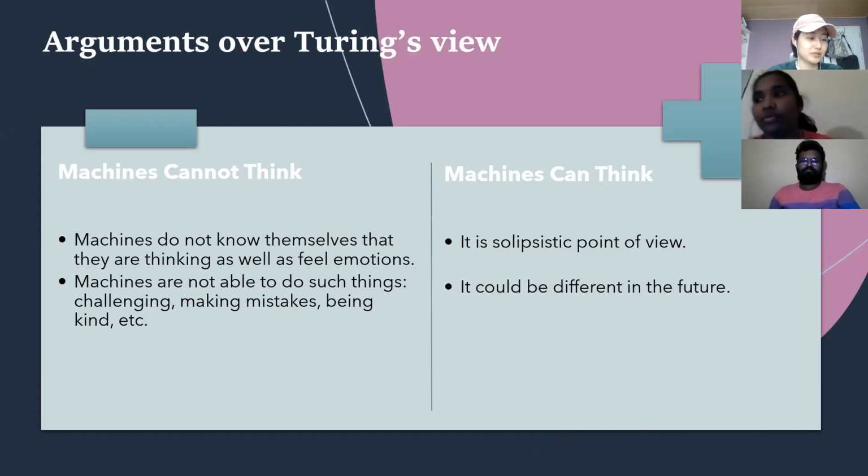The fourth objection describes that machines themselves are not conscious of thinking and do not feel emotions. Turing argues that it is a solipsistic point of view, and those who support this side will be persuaded to believe in a thinking machine through the imitation game. The last objection suggests various disabilities of machines, such as being challenging, making mistakes, being kind, etc. However, the disabilities mentioned are concluded from one's limited experience, and it could be different in the future. It could be possible in the future.